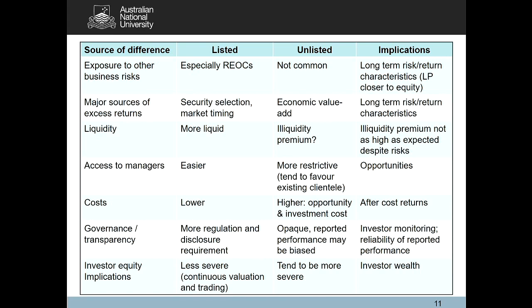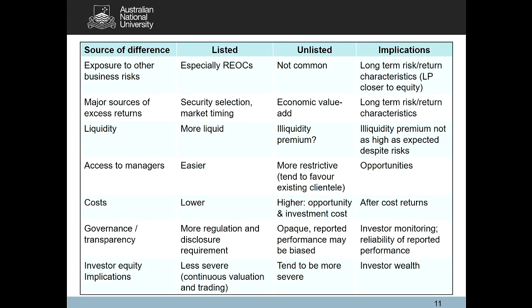Costs, cheaper for listed than unlisted. And unlisted has not just more expensive investment costs, but also opportunity costs. Because when you invest in an unlisted property, it is a long-term investment. And in the meantime, other options might come up that you can't access because you're stuck in a long-term, illiquid investment that you might not be able to sell. Governance and transparency is obviously a lot higher for REITs because it's listed and therefore subject to more regulation.